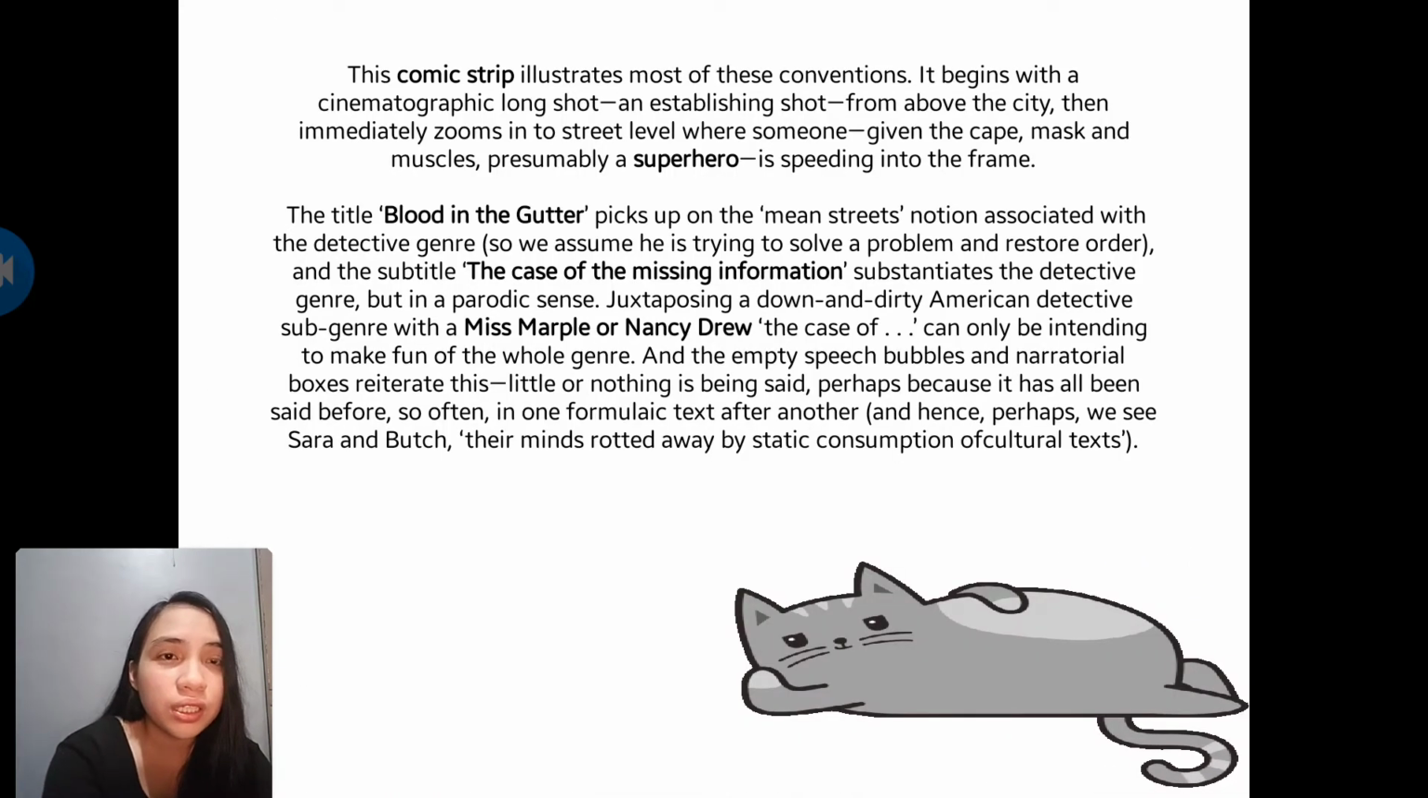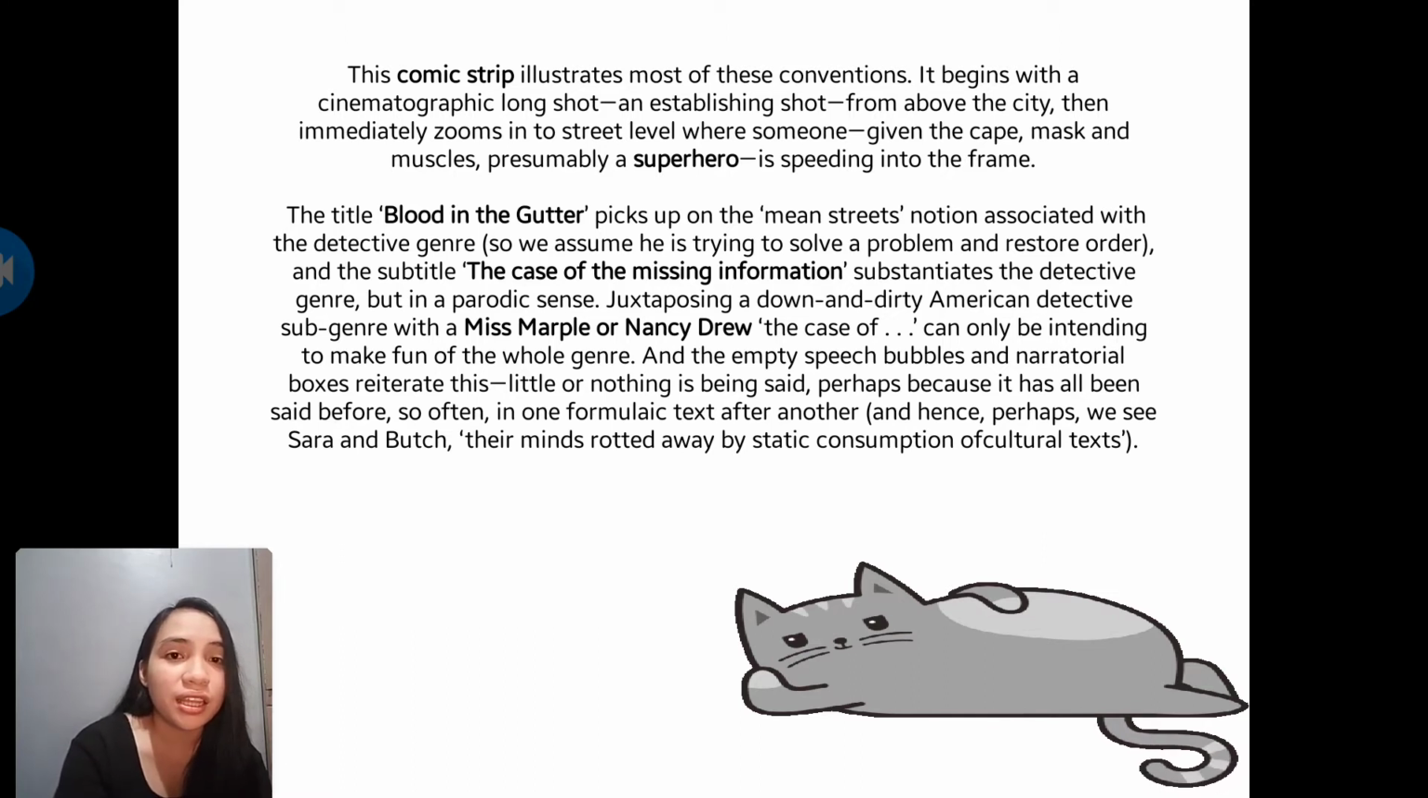So the title Blood in the Gutter picks up on the mean streets notion associated with the detective genre. So we assume he is trying to solve a problem and restore order. And the subtitle, The Case of the Missing Information, substantiates the detective genre but in a parodic sense, juxtaposing a down and dirty American detective subgenre with a Miss Marple or Nancy Drew. The Case of can only be intending to make fun of the whole genre, and the empty speech bubbles and the racial boxes reiterate this.